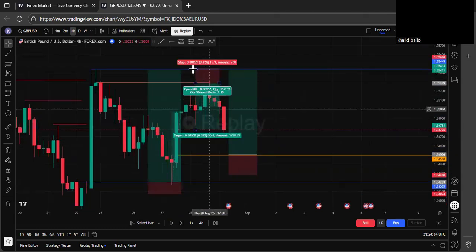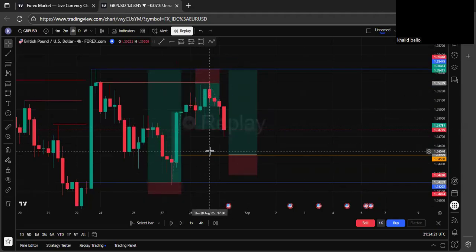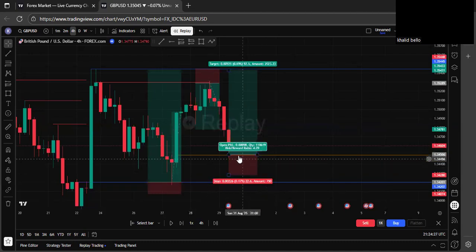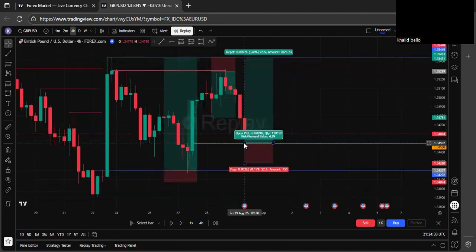Now, this one too, you can see where I place my TP. You can see 1 to 3, right? I put my TP at 1 to 3. Now, we continue. So now, how are we able to get this buy that is here now?